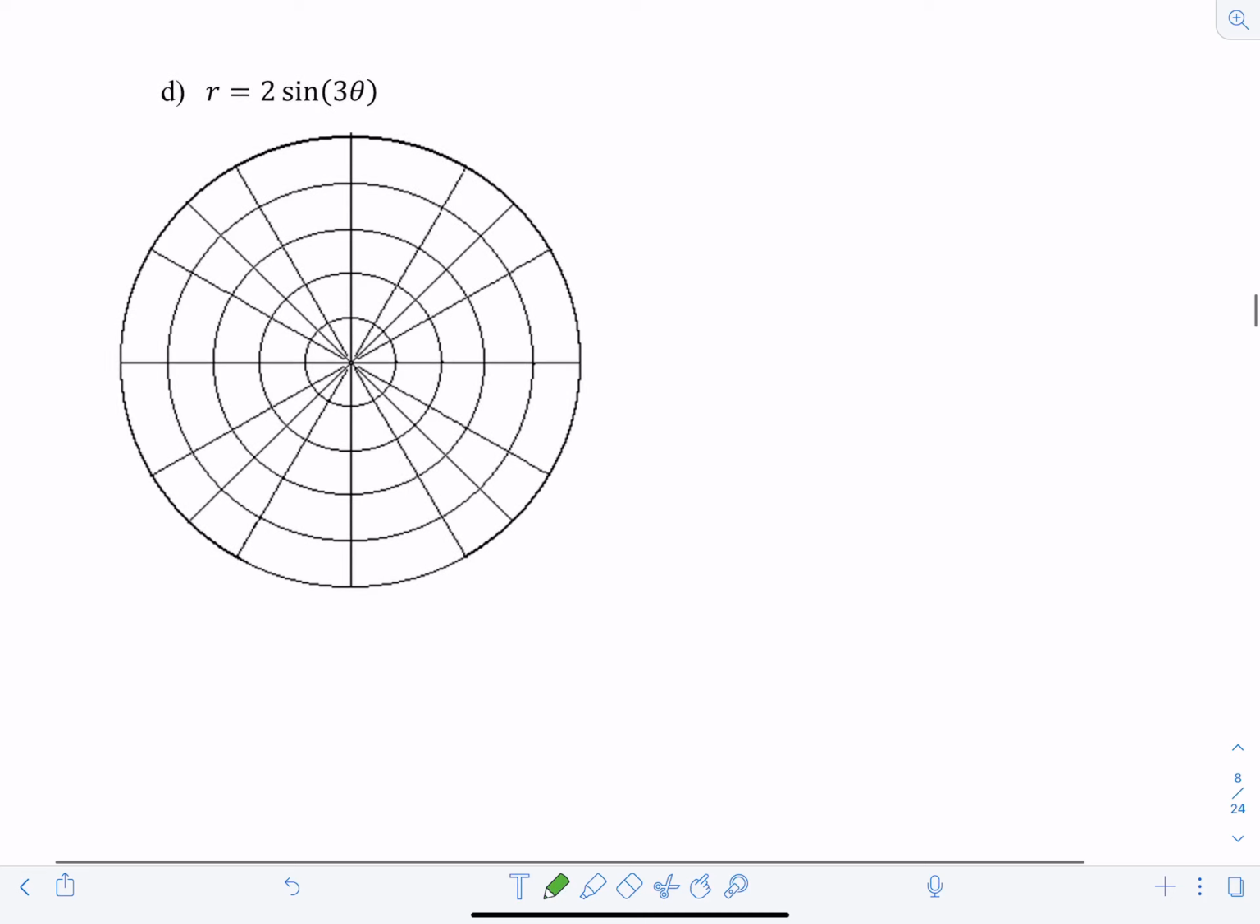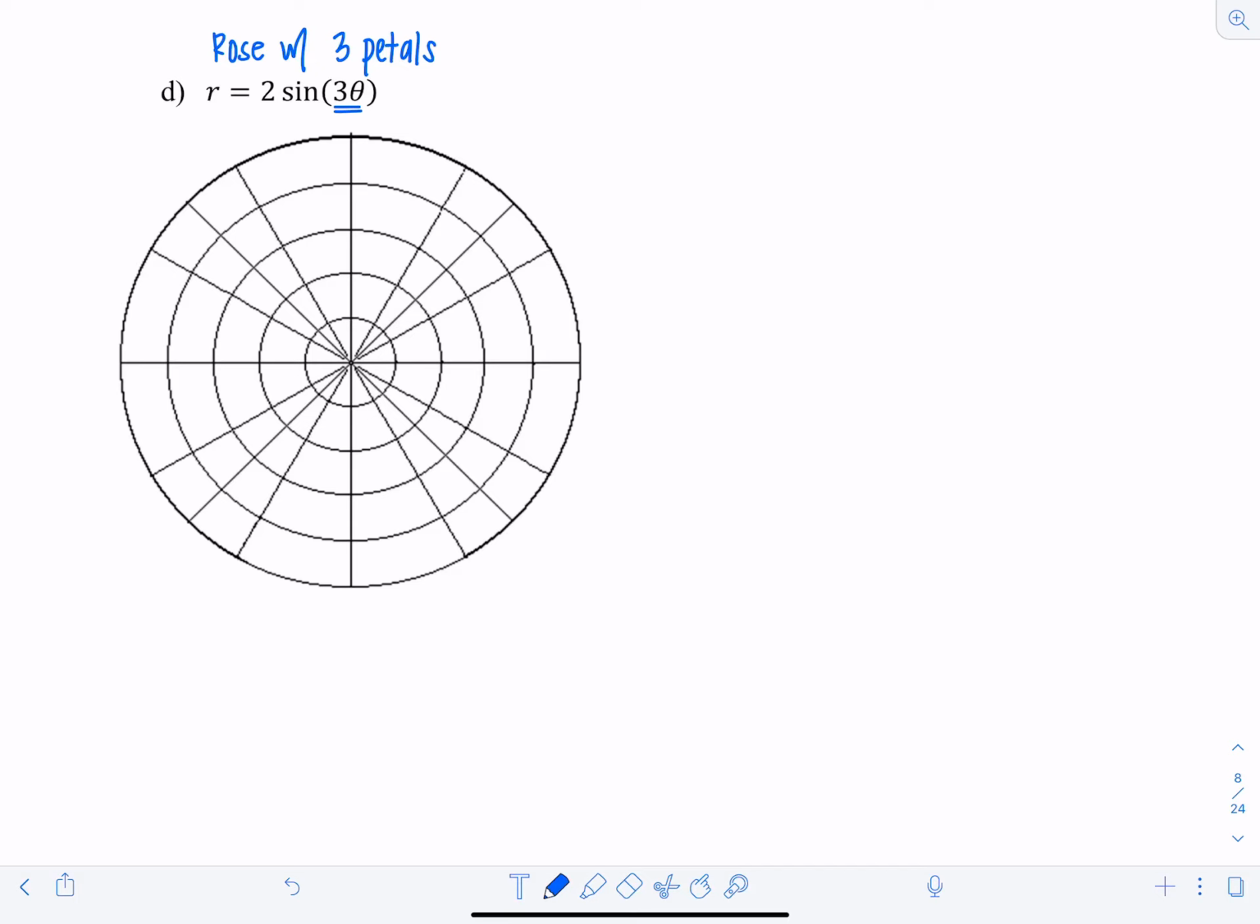So we have r equals 2 sine 3 theta. I say these are fun because I love drawing roses. So this is a rose with 3 petals. How do I know there's 3 petals? Because there's a 3 in front of the theta.